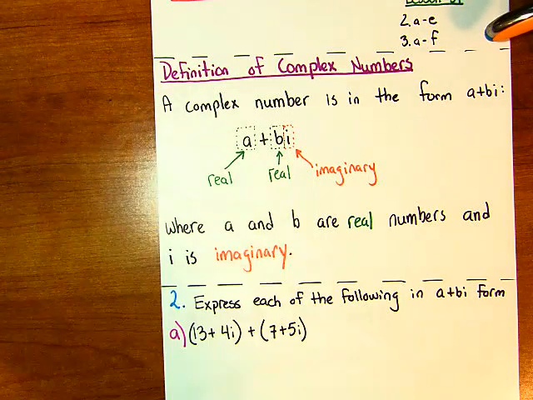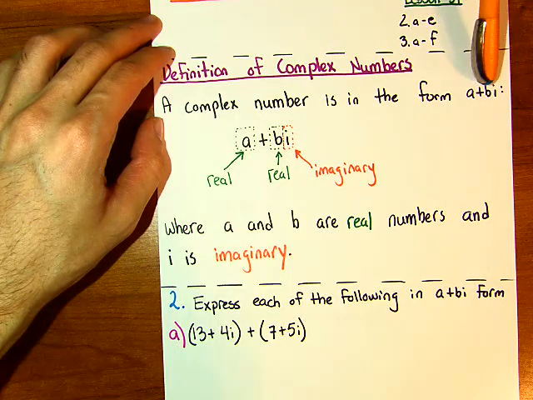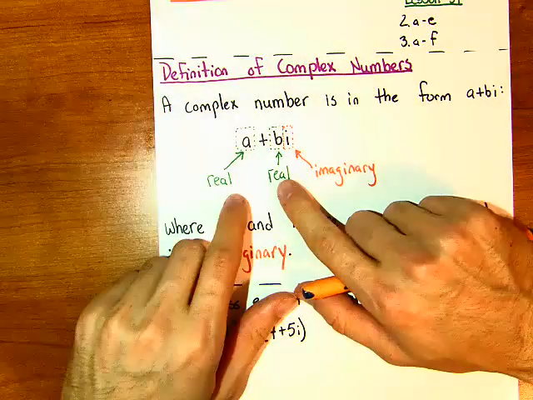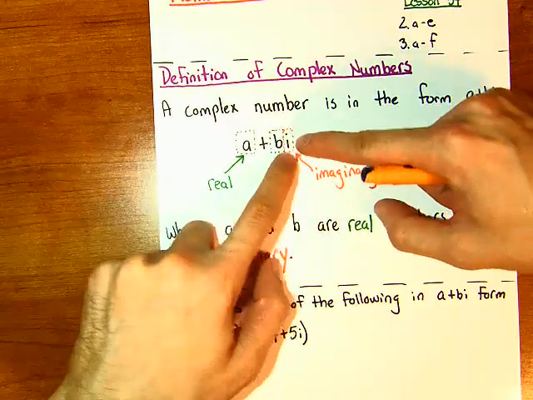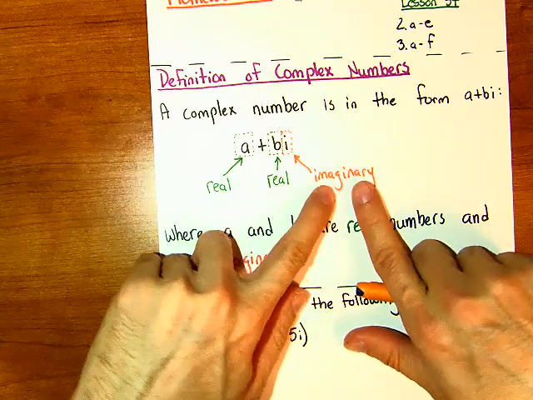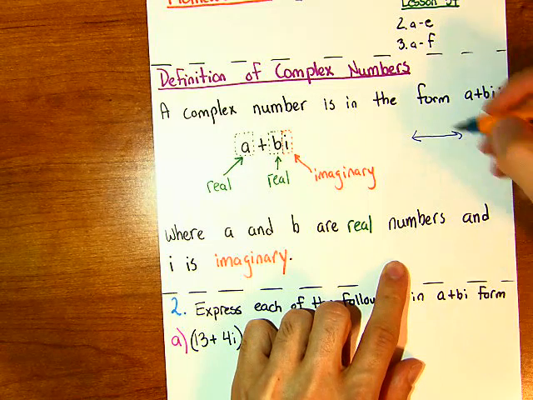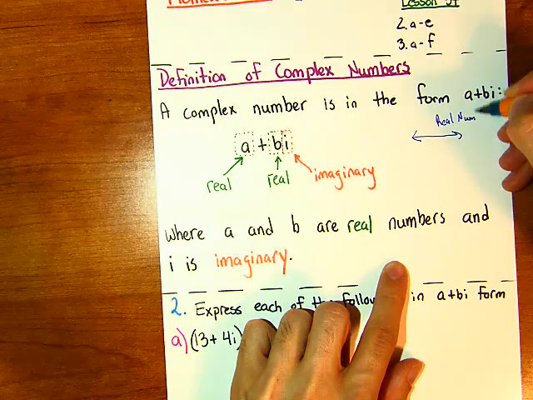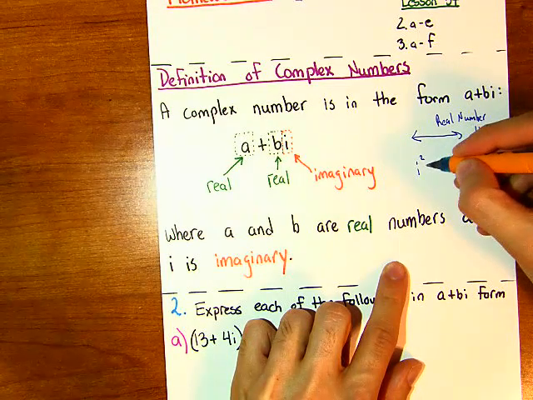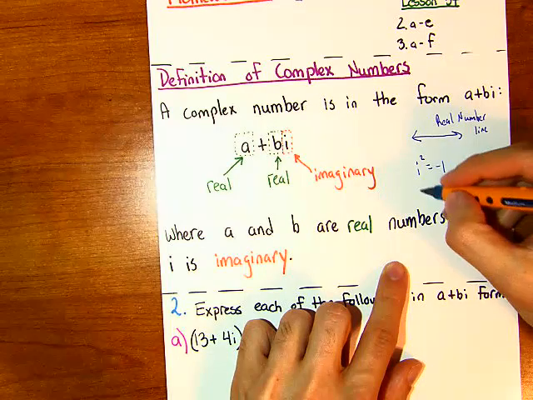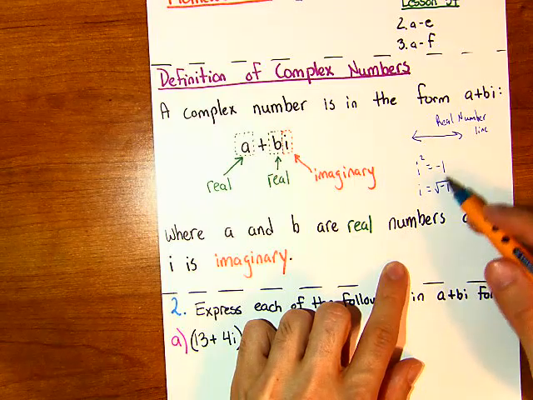And just a reminder, the definition of a complex number is in the form a plus bi. And remember that this a and b are the real parts, and i is the imaginary part. And what do we mean by real and what do we mean by imaginary? Real has to do with the number line. This is the real number line. And imaginary satisfies that i squared is equal to minus 1, meaning that i is equal to the square root of minus 1. Okay? That these two things hold.